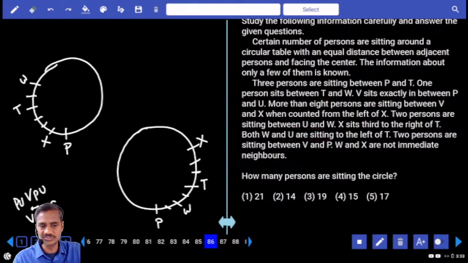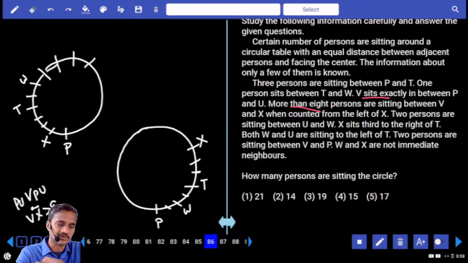X sits to the right of T, we have taken that. V sits exactly between P and U, and there are more than 8 persons between V and X, counted from the left of X. More than 8 persons: 1, 2, 3, 4, 5, 6, 7, 8, and 9. One such possibility is 9 persons, so X can be here. And again, more than 8 persons between V and X from the left of X.